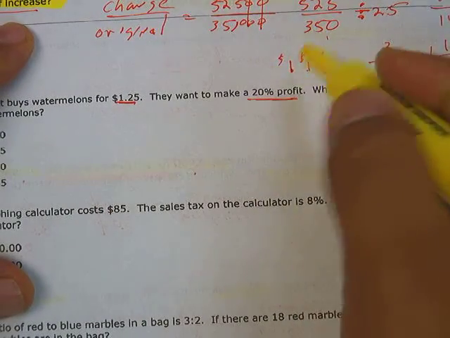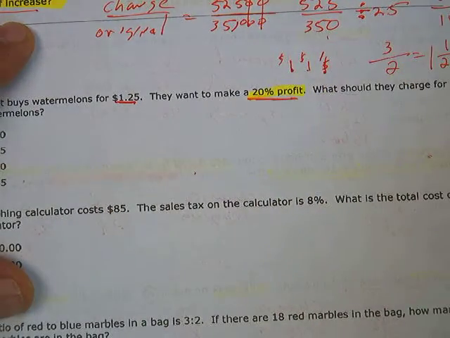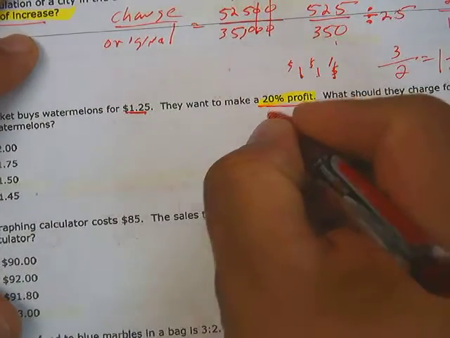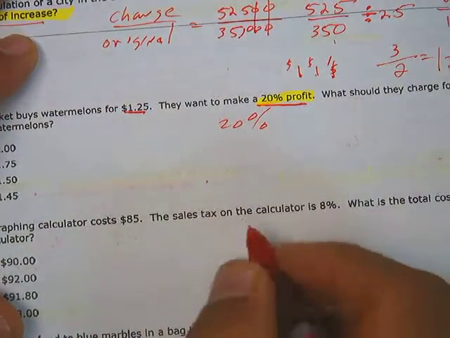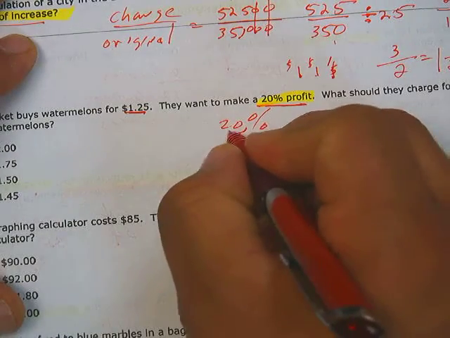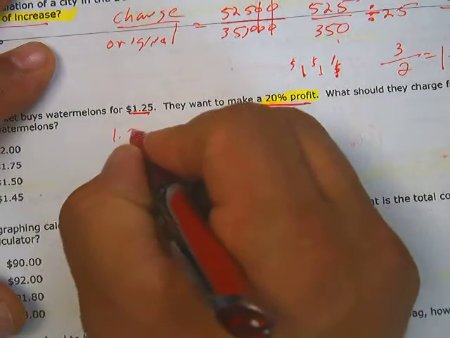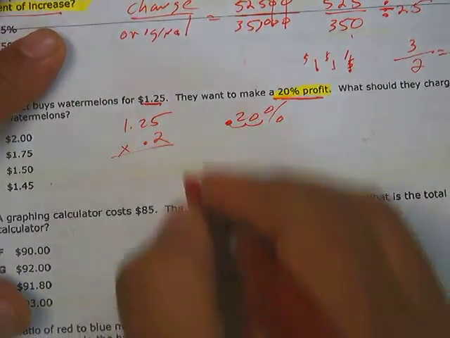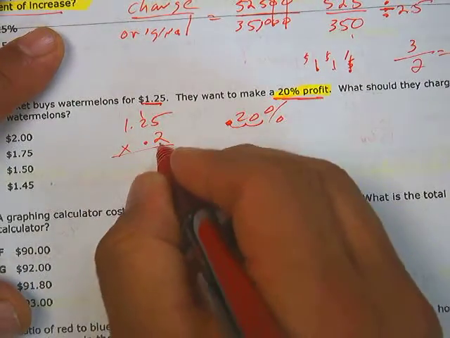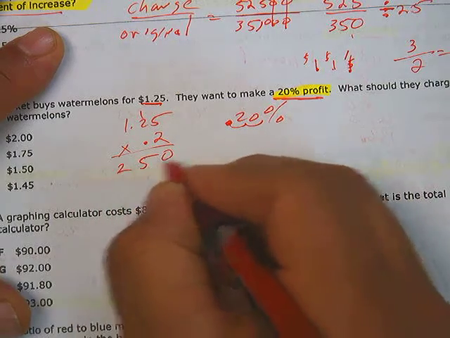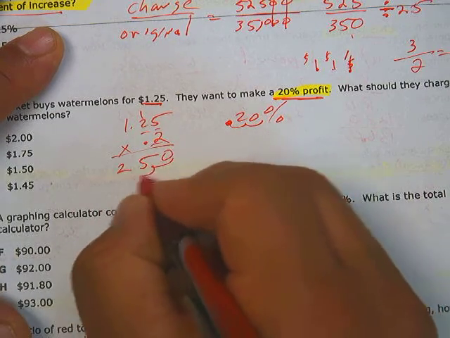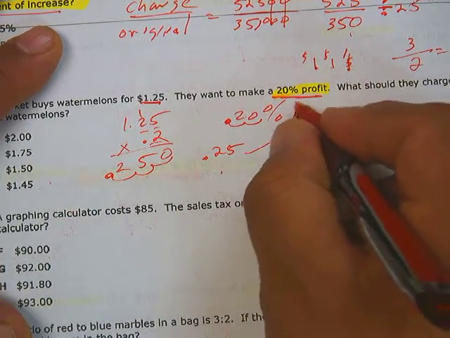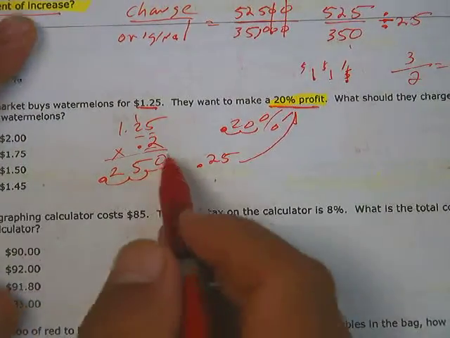Number 7. A market buys watermelon for $1.25. They want to make a 20% profit, and the word profit means they want to make money. So what would they charge for the watermelons? Well, the first thing you would do is convert this percent to a decimal. So 1.25 times 0.2.